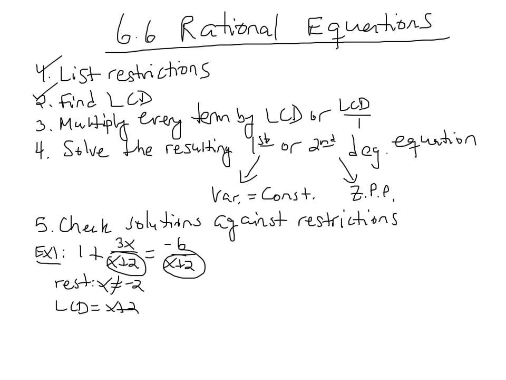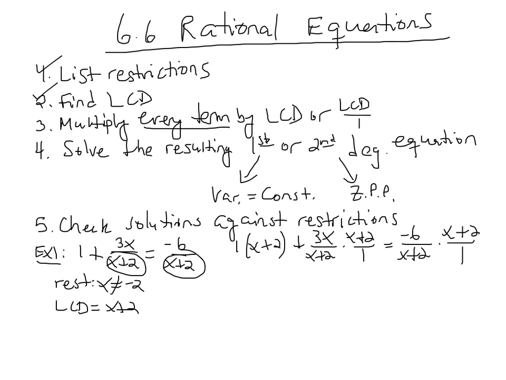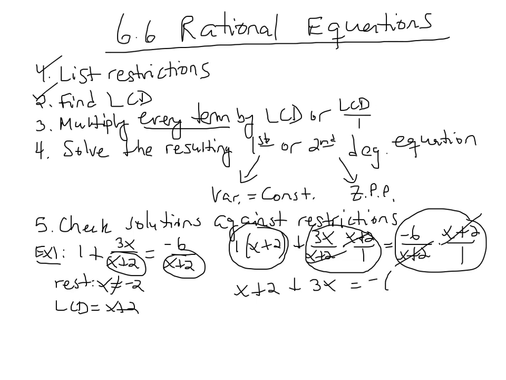We're now going to multiply every term by the LCD. Even this first term, which is just the number 1, it gets multiplied by the LCD. And then the second term gets multiplied by the LCD over 1. And the third term gets multiplied by the LCD over 1. Okay, so this first bubble simplifies to x plus 2. The second bubble simplifies to 3x. And the third bubble simplifies to -6.